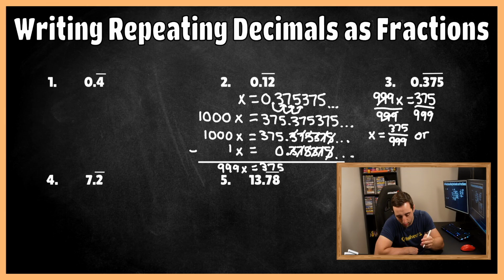You can divide the top and bottom by 3. So we are going to get 125 up top and 333 on the bottom. So fully simplified, getting rid of that repeating part entirely, we end up getting 125 over 333 for number 3, right? And now let's go ahead and move on to number 4.